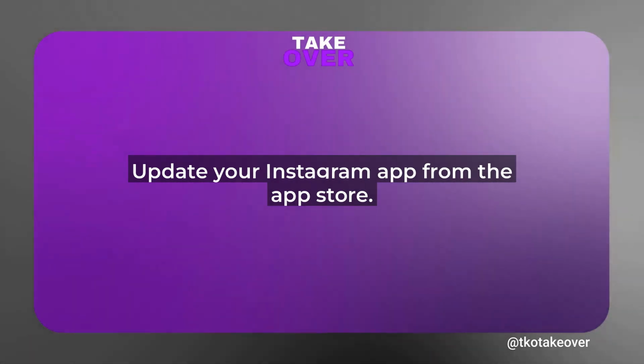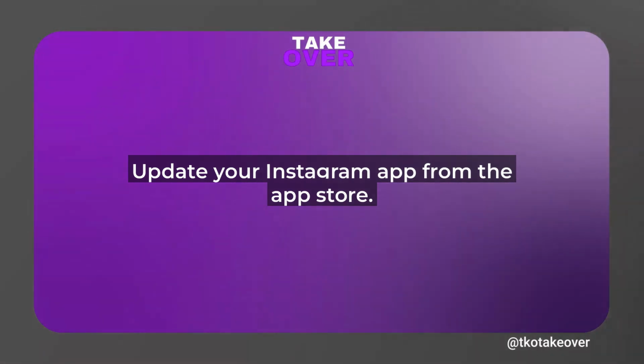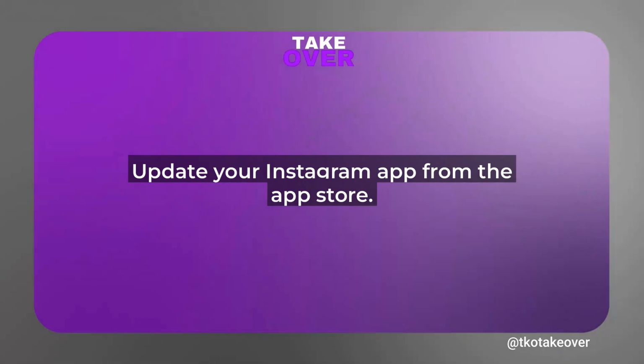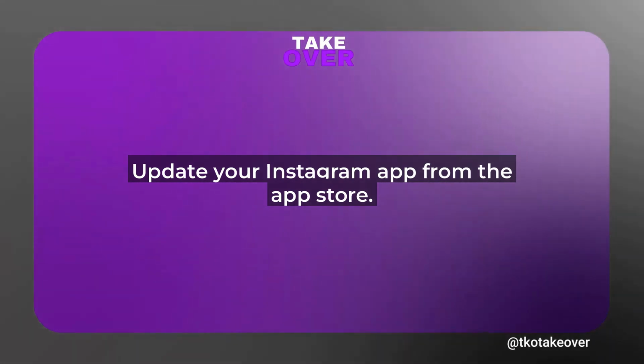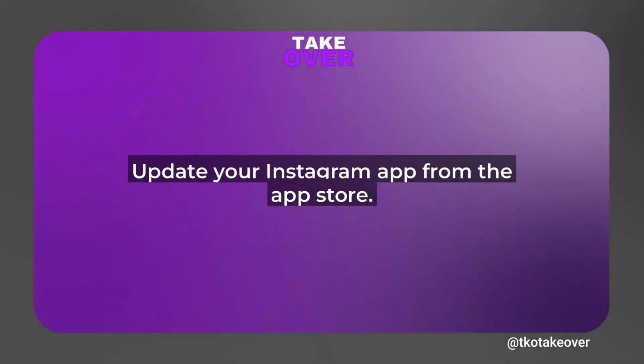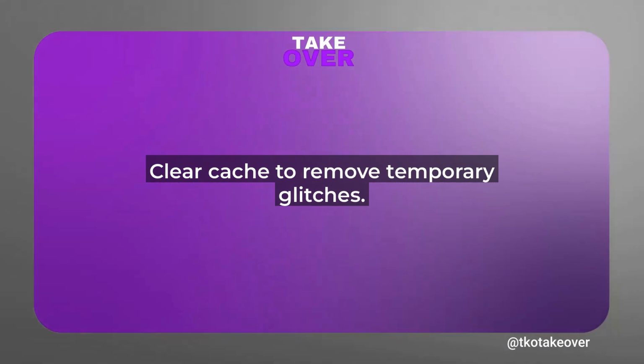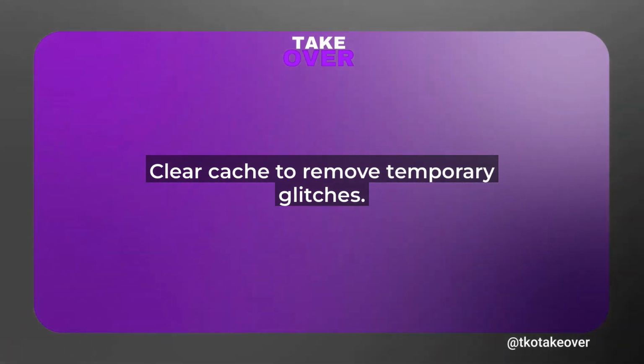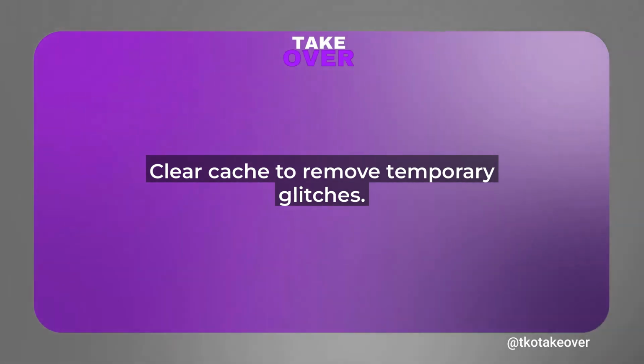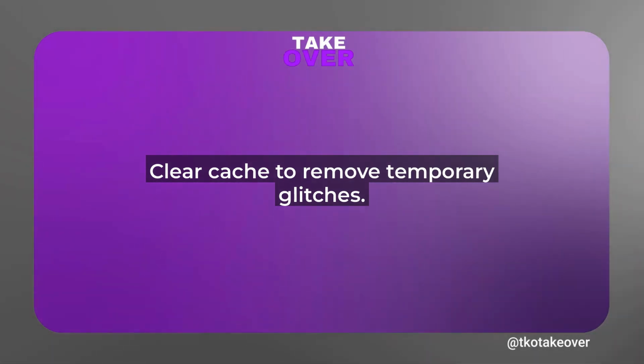First things first, always start with the basics. Open your App Store, whether it's Google Play for Android or the App Store for iOS, and check if Instagram needs an update. Instagram rolls out updates frequently, especially in 2025, to fix bugs and improve features like vanish mode. Tap that update button and let it install. Once done, relaunch the app and try enabling vanish mode again.